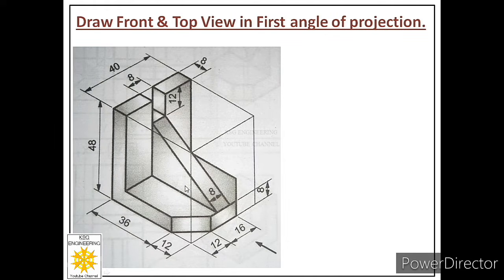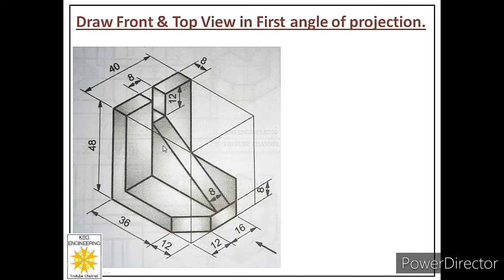So we are given one problem and we are asked to draw its front view and top view in first angle of projection. In order to do that, we have to first see its front view marked in the diagram given to us. If you see this picture, one arrowhead is given. That arrowhead is pointing towards the front side of this particular object.